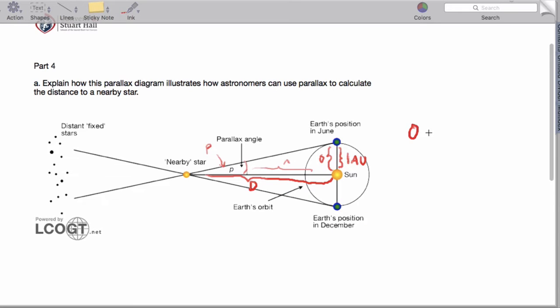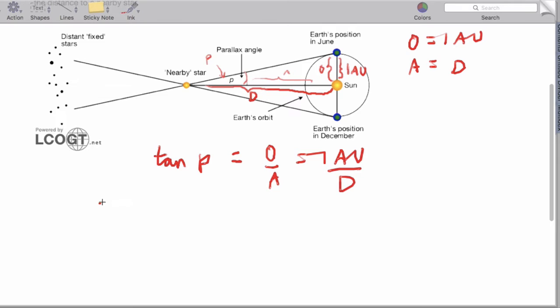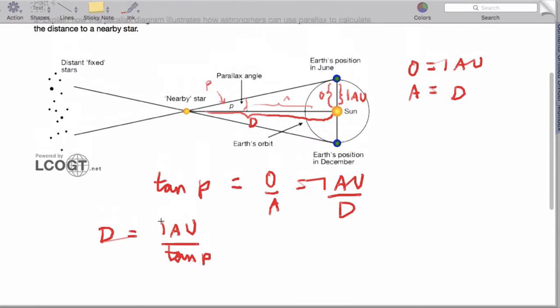So what we can say is the opposite is 1 AU, the adjacent is the distance, so we can be really clear that the tangent of this parallax angle P is going to be opposite over adjacent, which is 1 AU over the distance we're solving for. So ultimately, the distance is going to be 1 AU divided by the tangent of our parallax angle. Okay, so that's what's going on.